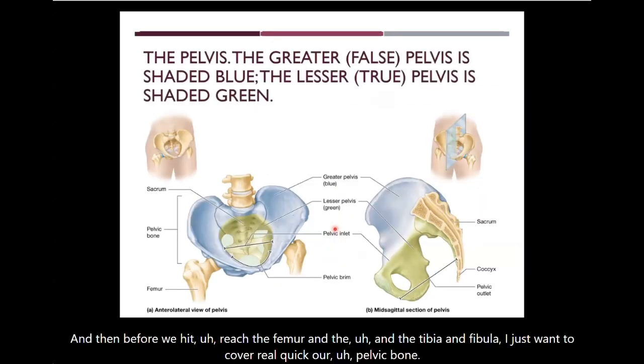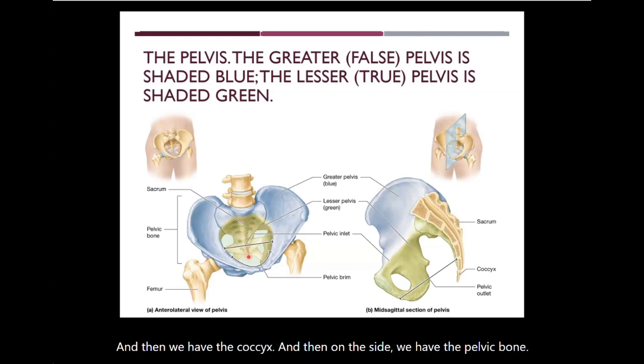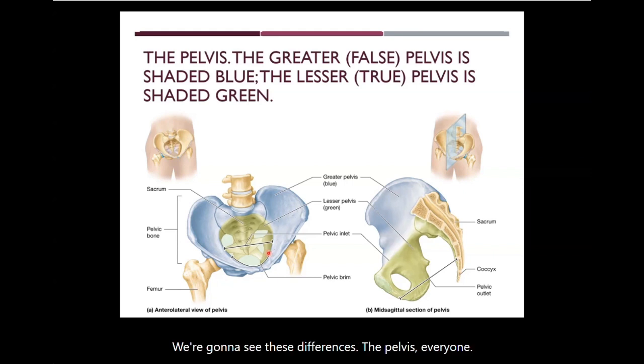All right. And then before we reach the femur and the tibia and the fibula, I just want to cover real quick our pelvic bone. So everyone, do you remember the vertebra? After we finish the lumbar, we have the sacrum, right? And then we have the coccyx. And then on the side, we have the pelvic bone. There is a difference in the anatomy of the pelvic bone between male and female. We're going to see these differences.